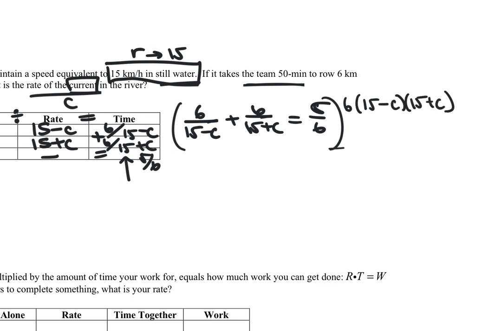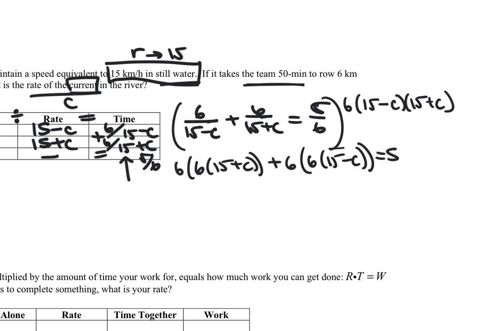So the first fraction, the numerator is going to stay 6, and then I still have a 6 and a 15 plus C because the 15 minus C's will cancel. The next numerator is 6, and that's going to stay as well, and then I'm going to have a 6 and a 15 minus C because the 15 plus C's are going to cancel. And then on the right-hand side, the 5 is going to stay. The 6's will cancel, but I will have the 15 minus C and the 15 plus C.